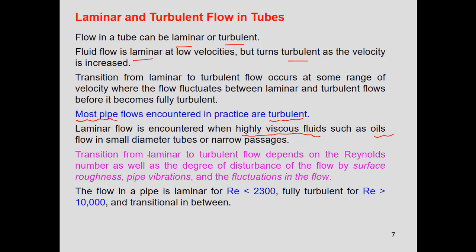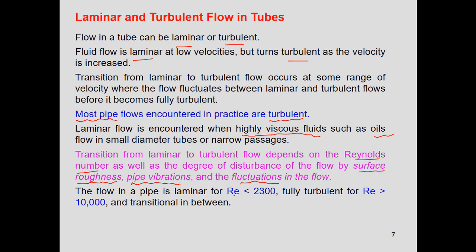And what is effective on this transition point from laminar to turbulent flow? It depends on the Reynolds number. It depends on the degree of disturbance of the flow by surface roughness. So surface roughness is also effective on this flow characteristic to be laminar or turbulent. The pipe vibration and also the fluctuation in the flow. These different parameters are effective on the flow, and they will cause a flow to change from laminar to turbulent.